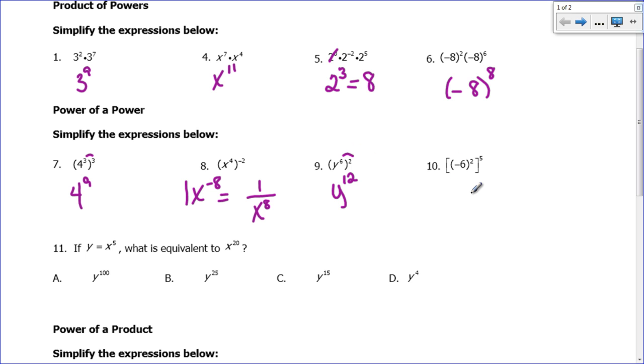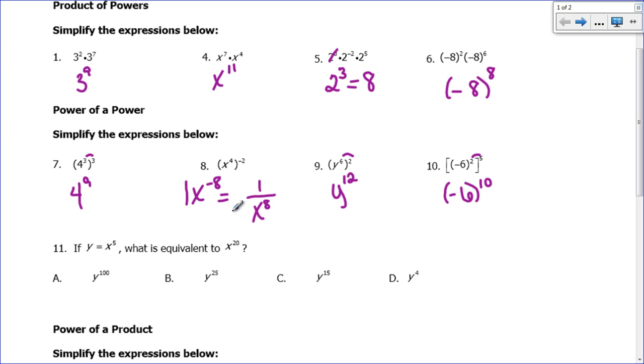And this one, there's two sets of grouping symbols because we have the -6 in parentheses to show that the negative is part of the base, and then the brackets are just a second set of grouping symbols. You're still going to multiply the exponents, so this is going to become -6 to the 10th power. So that's how that works.